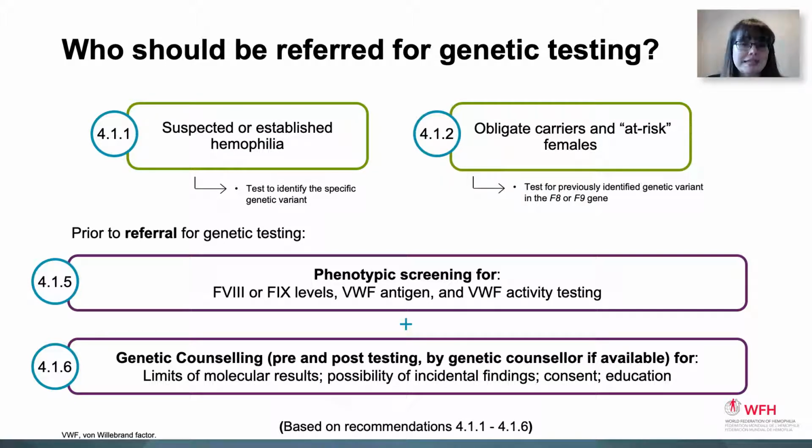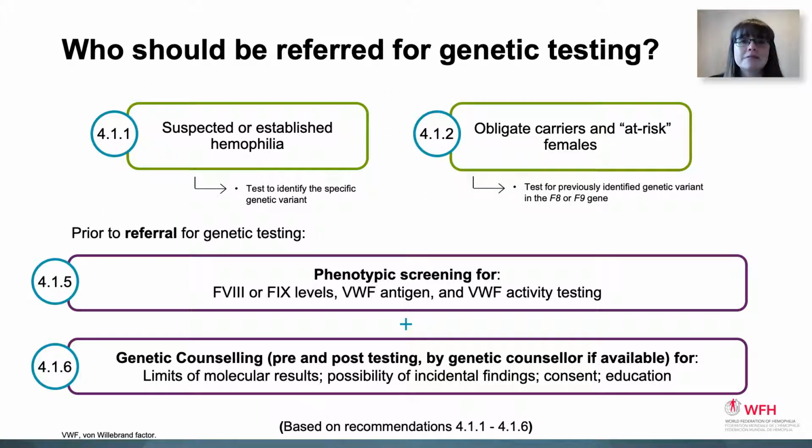Prior to offering genetic testing to any of these individuals, we'd need to undertake detailed genetic counselling, and this should be done by a genetic counsellor if available, or if not, then it could be a clinician who has a knowledge of haemophilia genetics. The purpose of the genetic counselling is to obtain informed consent from the patient, their parent or legal guardian, and to provide information about the genetic testing and provide education about why we are doing it.